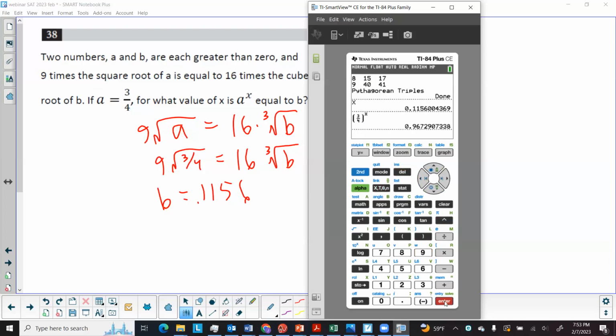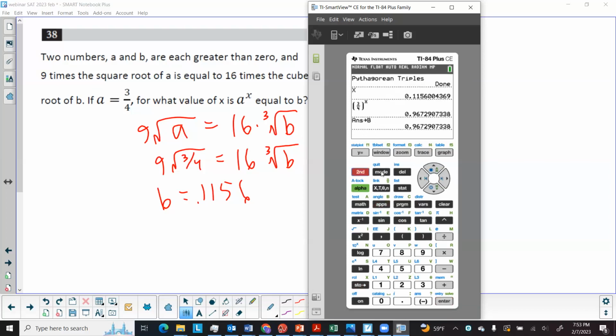Wait, now I'm confused. What did I do wrong? Oh, it is B. Sorry. A to what power is B? Oh my goodness. Okay. So now I'm going to store B. I'm going to take this number and store it as B. Boy, this gets confusing. I'm thoroughly confused by this problem, trying to do it this method.